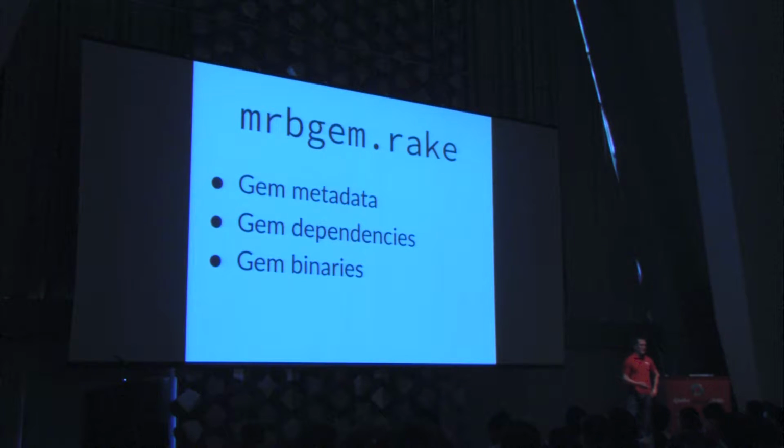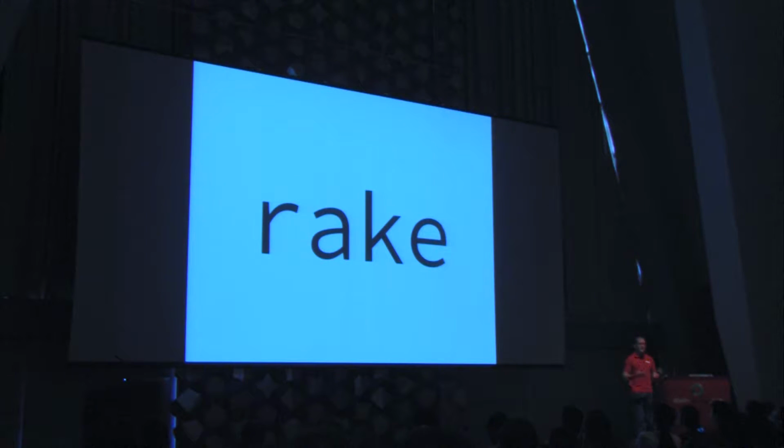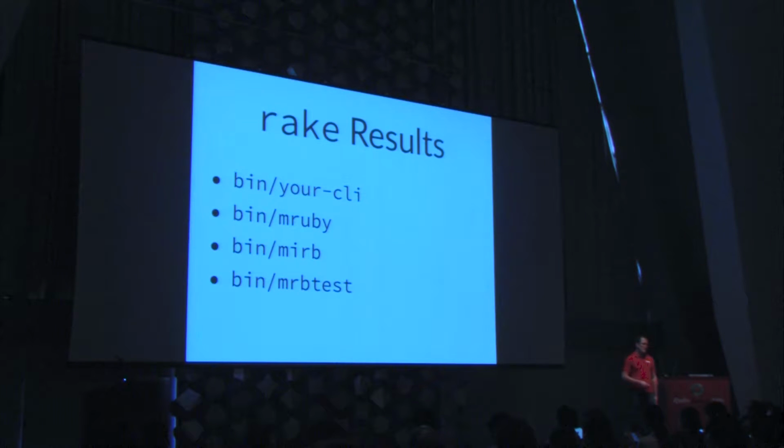You also specify the gems that you depend on and the binary that the gem is going to create. So once you've got these files all configured, you run rake, and then that'll cause MRuby to build all the binaries and executables and all the libraries. And then once it's complete, you'll see all these executables in the bin directory.